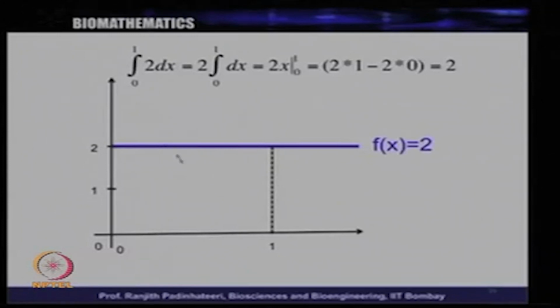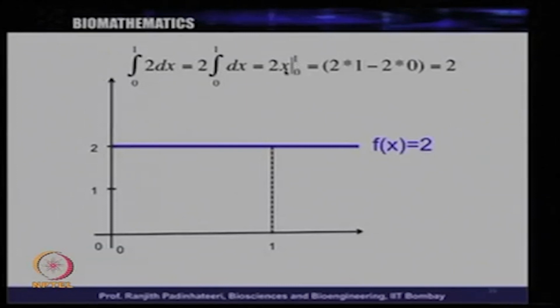So, what is the area? This is 1 and this is 2. So, area has to be 1 into 2, which is 2. So, the answer has to be 2. Now, how do we find the answer? Integral from 0 to 1 of f of x, which is 2, so 2 dx, that is what we want to find out. 2 is a constant, so 2 into integral dx. We know that integral dx is x. Now, we want to evaluate this between the points 0 and 1.